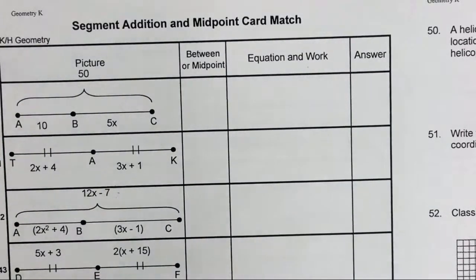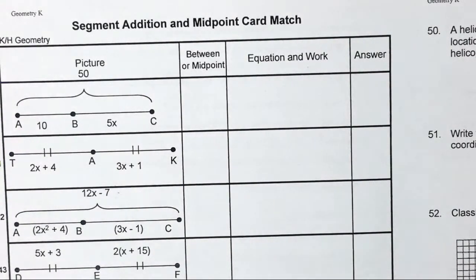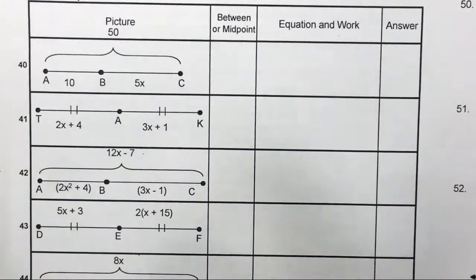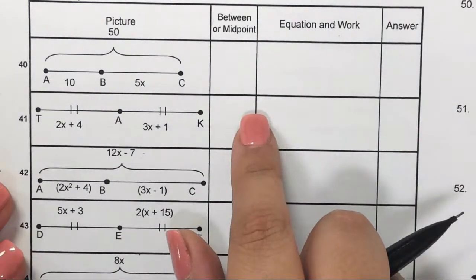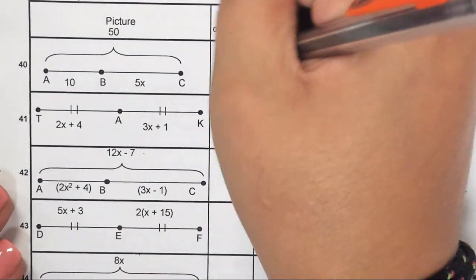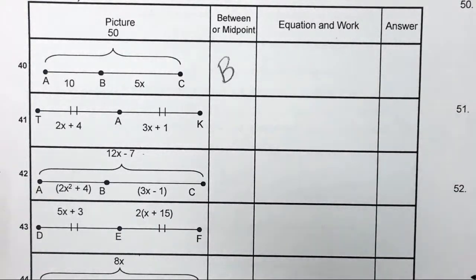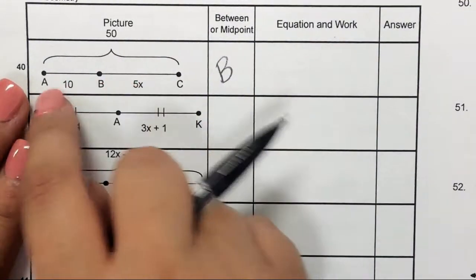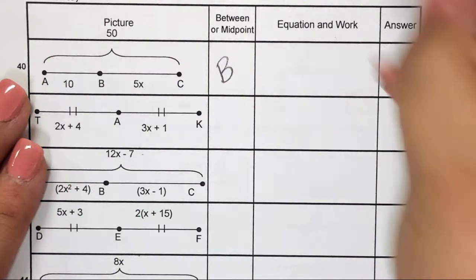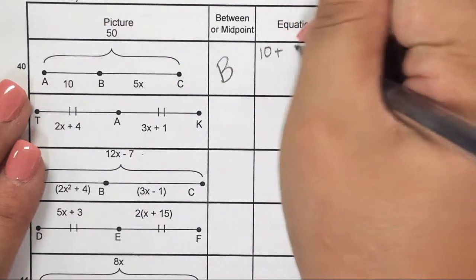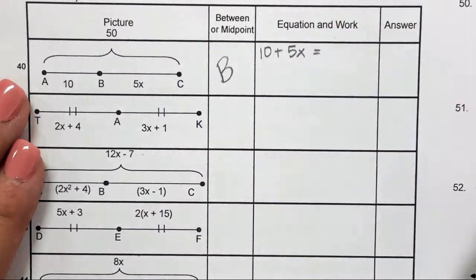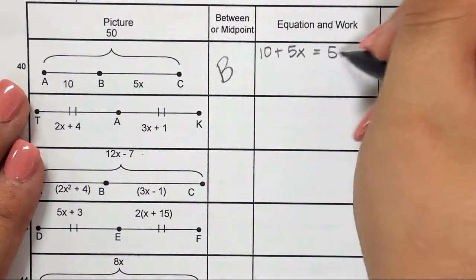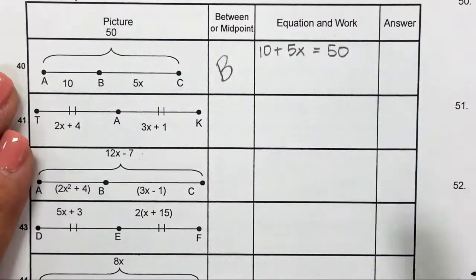Alright. This one right here, number 40. Is this midpoint or between this? I don't know that it's the midpoint. There's no indication that it's the midpoint. So that means I just have to add them together and make it equal the whole. So it would be 10 plus 5x. What's the whole thing equal? 50. And then you just do the algebra of solving.